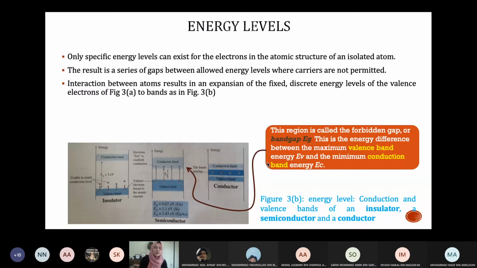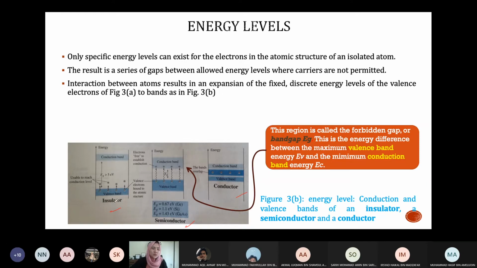Okay, so this slide is to show the difference in the energy level of an insulator, semiconductor, and also conductor. So over here is the insulator, this is semiconductor, this is conductor. If you look at this figure, over here, this is the valence band or the valence shell. This one is the valence electrons, the electrons in the outermost shell. Over here is what we call the conduction band.